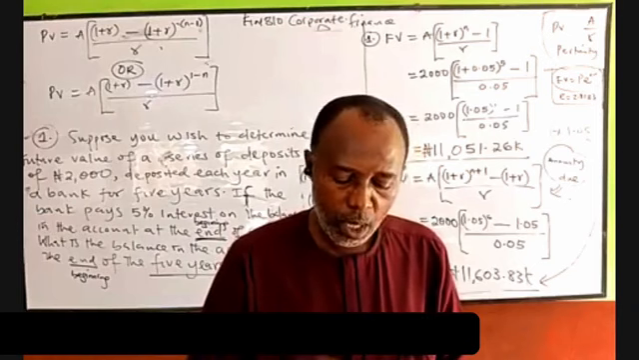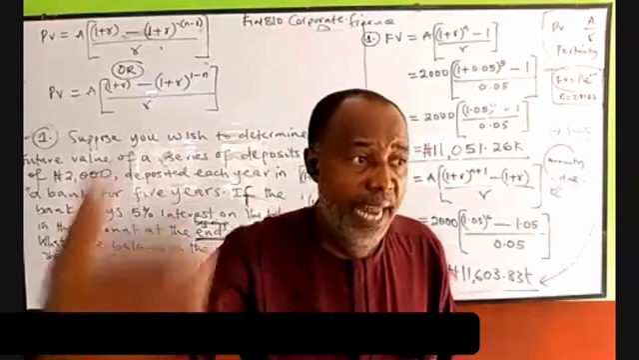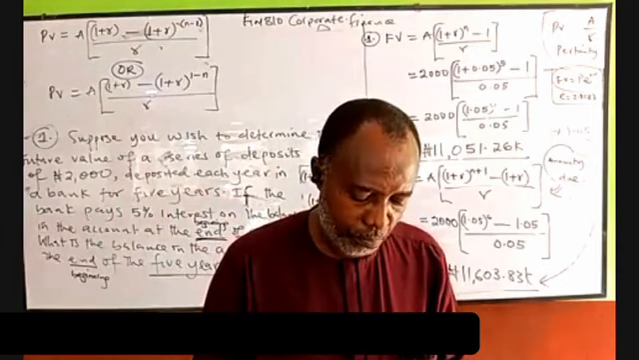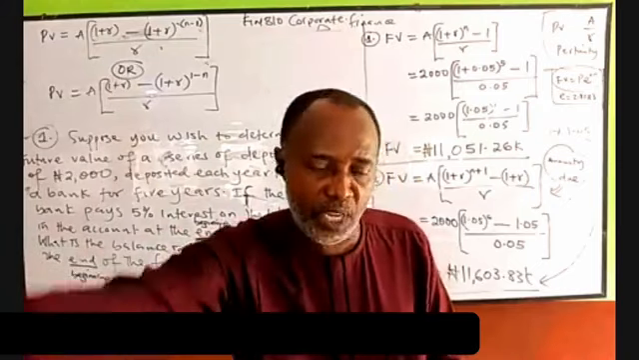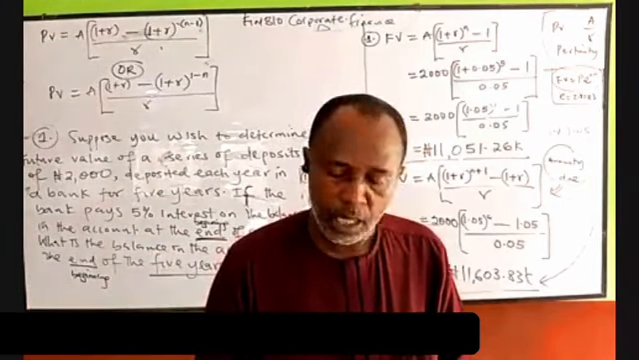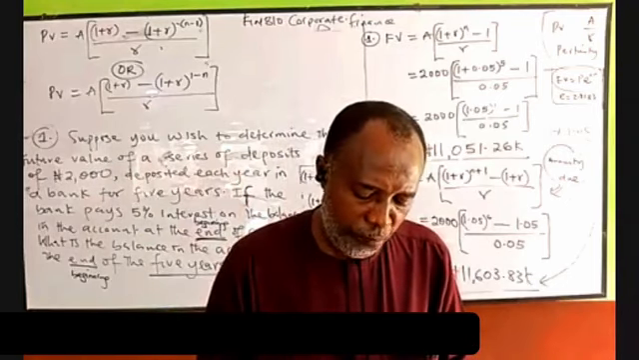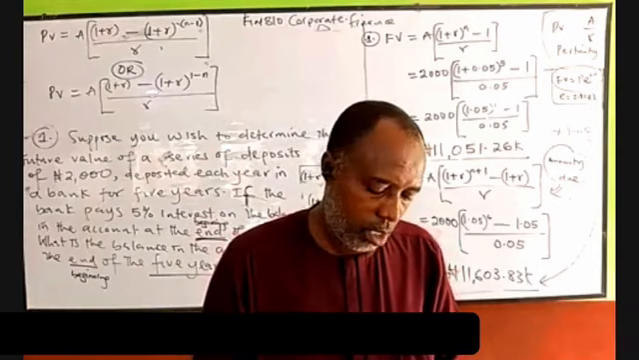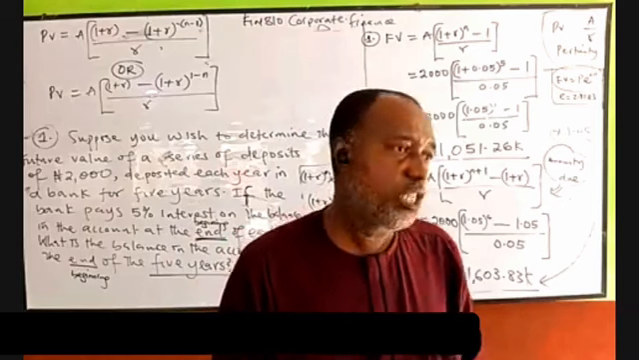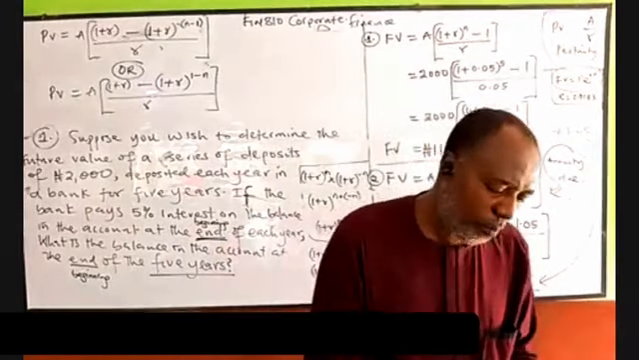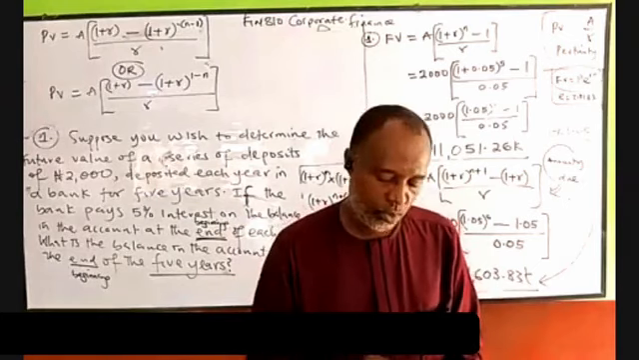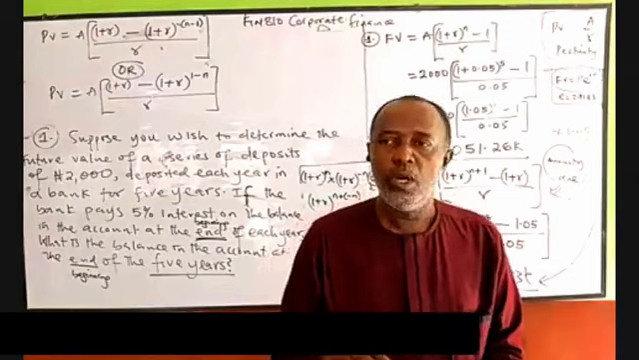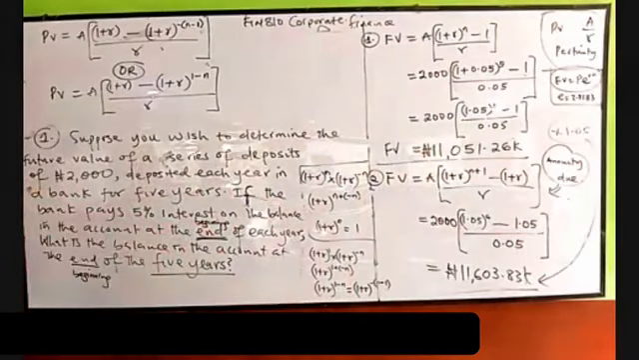If the appropriate discount rate is 4%, what is the present value of this annuity? The present value of this annuity.